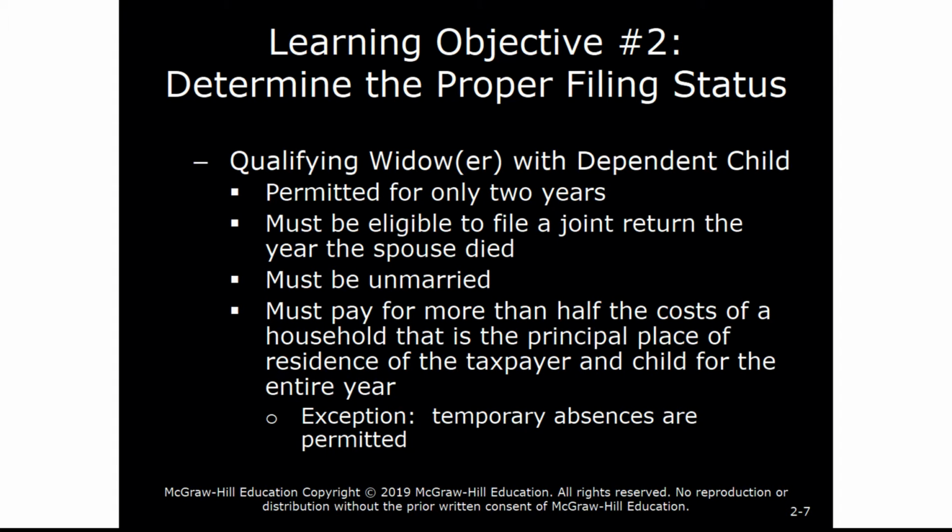Another filing status that's very similar to married filing joint is a qualifying widow or widower. In the 2 years after the death of the spouse, assuming that the surviving spouse is caring for a dependent child or providing more than half their support, they can file for this preferred widower or widow status, which is, like I said, very similar to married filing joint.